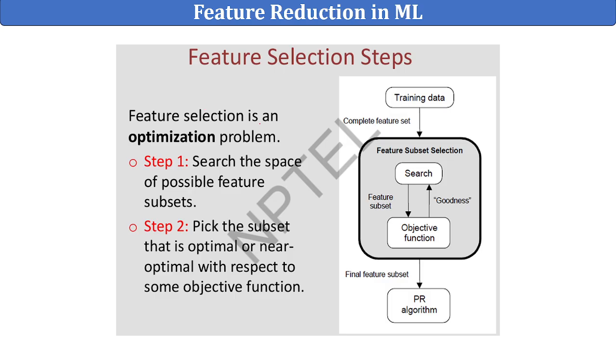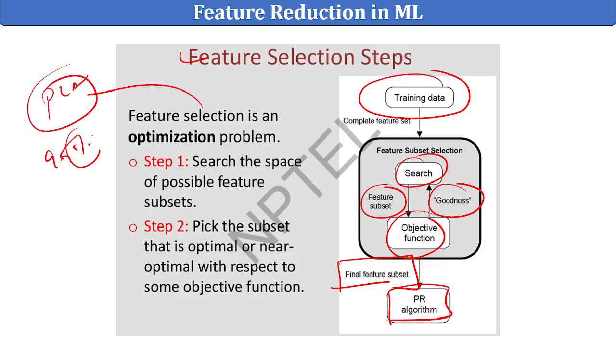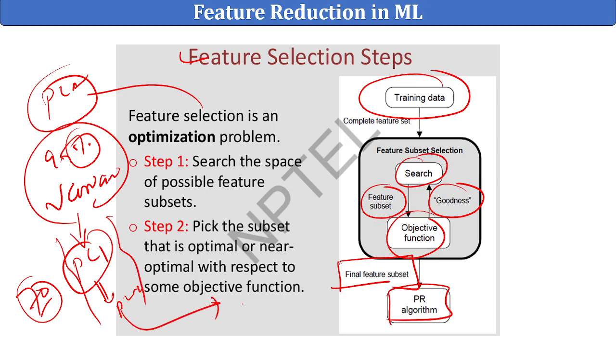What are the feature selection steps? Data training, search feature subset, goodness evaluation, then objective functions, and the final feature subset. Then we can give it to the algorithm. In the case of PCA, we take 95% of the variance. If some features have more than 95% of the variance, we take the feature PC1; if we have a second one, PC2, then PC3, and similarly. Then we can take this data and feed it to the machine learning model.